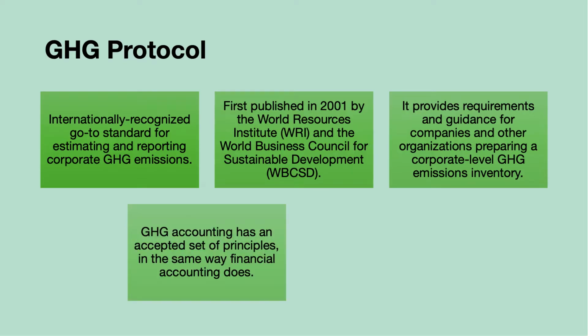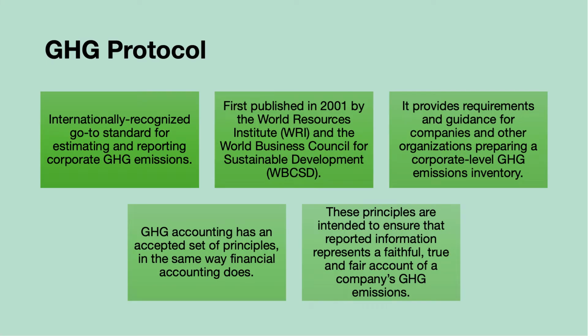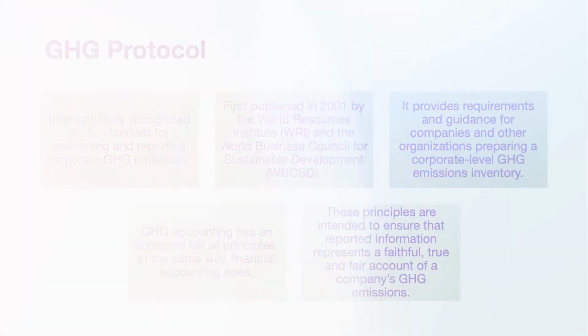GHG protocol has an accepted set of principles in the same way financial accounting does. These five principles are relevance, completeness, consistency, transparency, and accuracy. These principles ensure that reported information represents a faithful, true, and fair account of a company's GHG emissions.